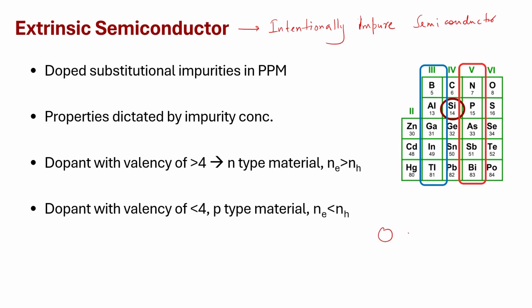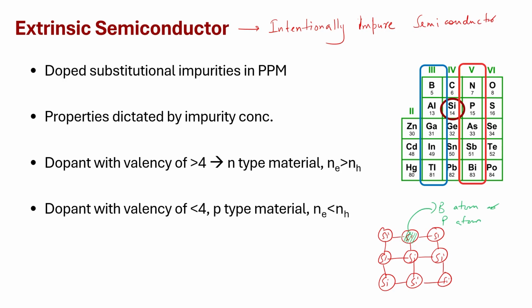So, if you have a lattice of silicon like this, silicon is bonded with 4 neighbors, then let us say these are all silicon atoms. And we replace some of these sites with another atom. So, this site, if I replace it with an atom, let us say a boron atom or a phosphorus atom, this is called a substitutional atom. It substitutes silicon on its lattice.